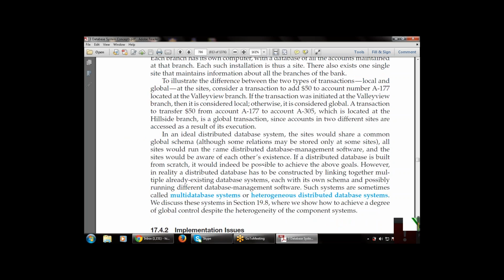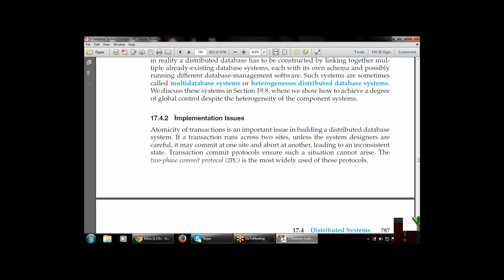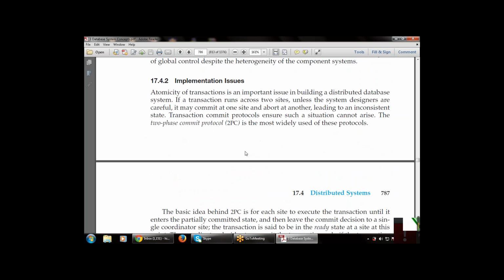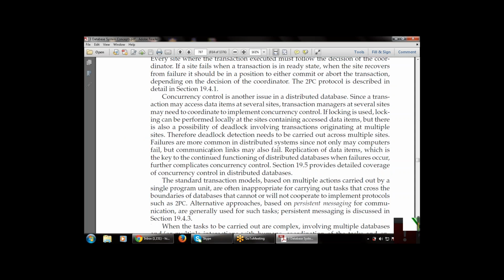This is a banking example showing how a distributed database system works, how one account is debited to credit another account. We have also discussed the various implementation issues. The main concern is the two-phase commit protocol, 2PC, which is the most widely used of these protocols. The main idea behind 2PC is for each site to execute the transaction until it enters the partially committed state and leave the commit decision to a single coordinator site.